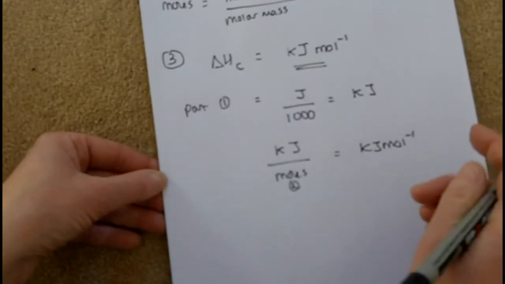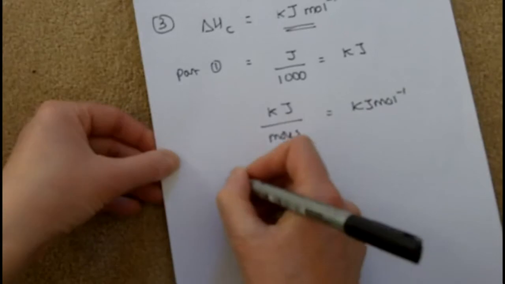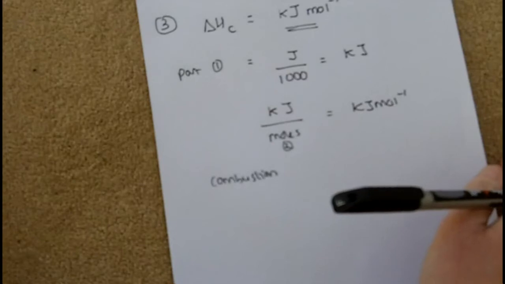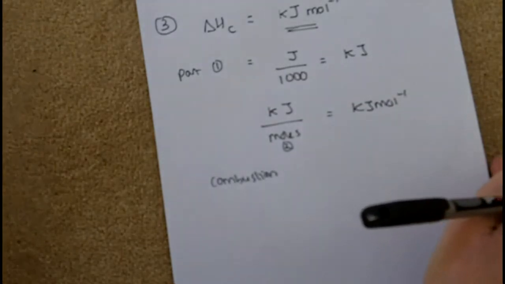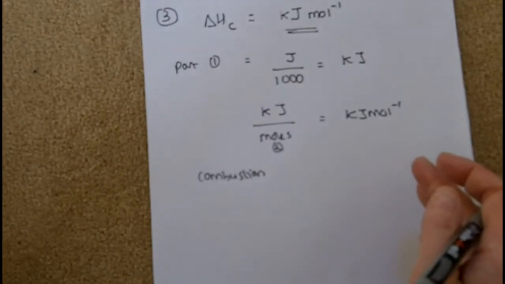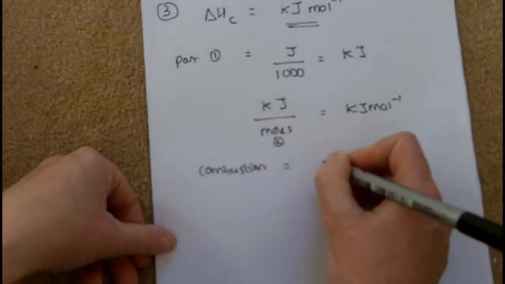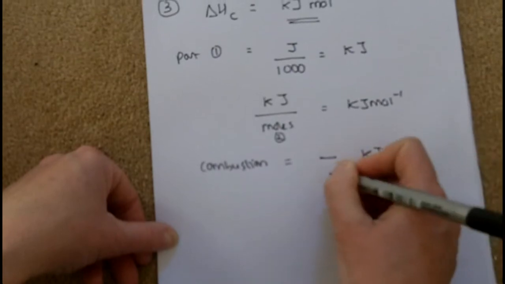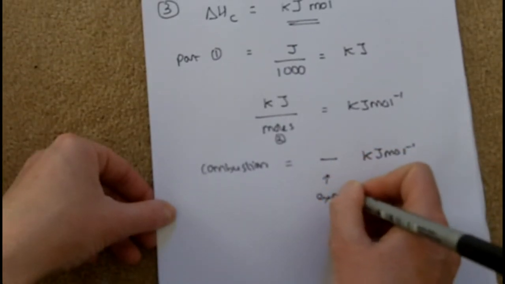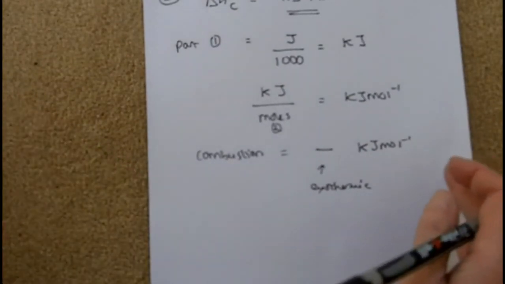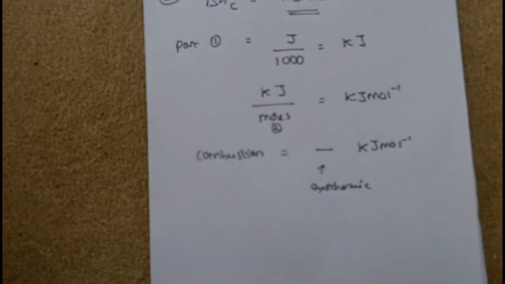Okay, and then finally, this is combustion. This is an exothermic process. Energy has been absorbed by the water. Energy has been lost by the chemicals, exited from the chemicals. So you've got to remember to put a minus in, because your answer is going to be exothermic. The enthalpy change will be exothermic. So that's how you work out the standard enthalpy change of combustion of ethanol or any fuel.